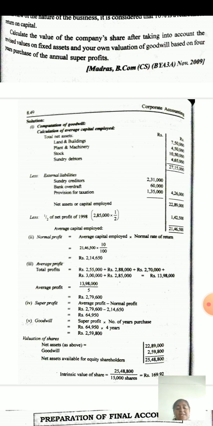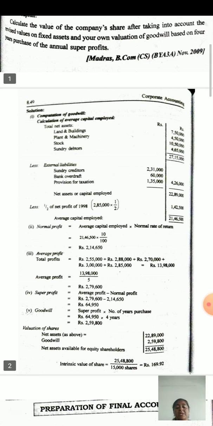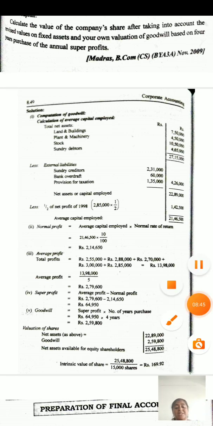The net asset as above is 22,89,000, which is given. The goodwill is 2,59,800. The total asset value is 25,48,800. So now we have to calculate the intrinsic value of the above. So 25,48,800 divided by 15,000 shares, the per share rate is 169.92 rupees. That is the answer.